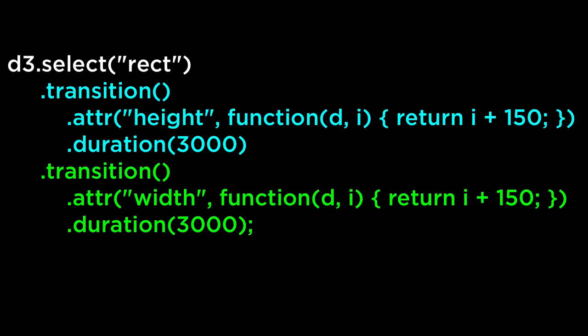This example shows you that you can use functions within the transitions just like we have before. Here we use the index, though we could have used the datum inside of the function if the elements had data bound to them. The transition will change the height first and then the width. In each case, it will add the index number, which is 0, to 150. Let's take a look at these examples in the JavaScript console.